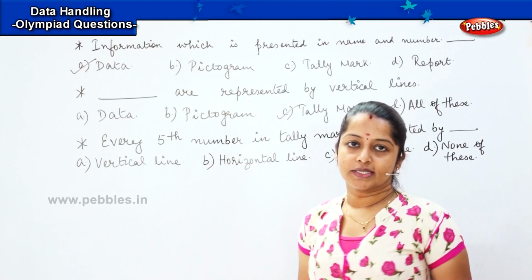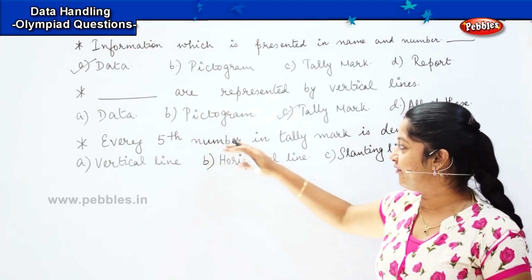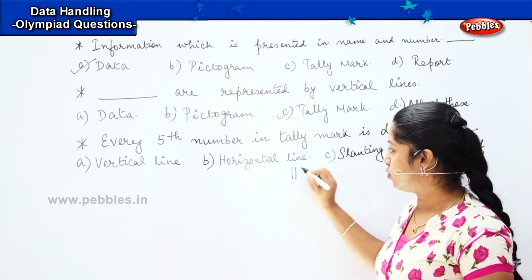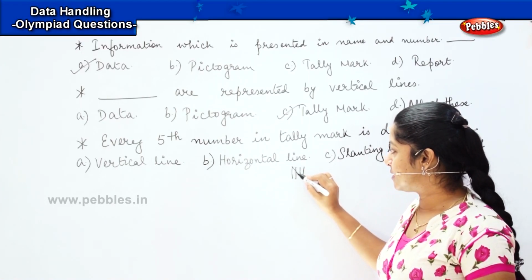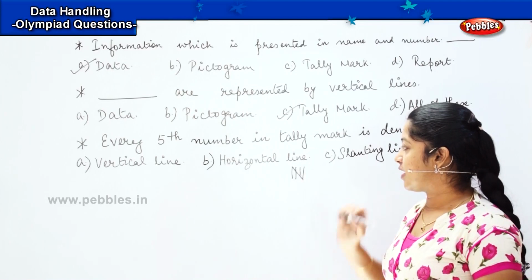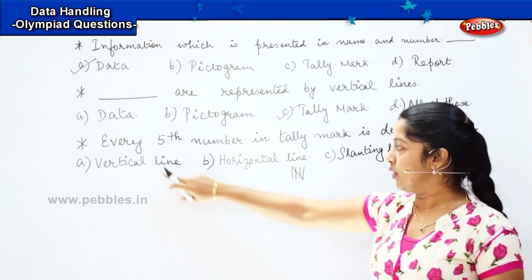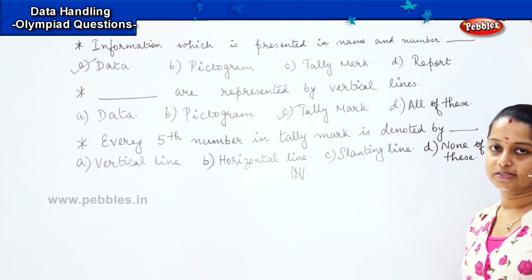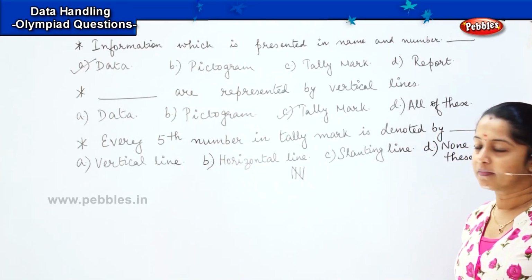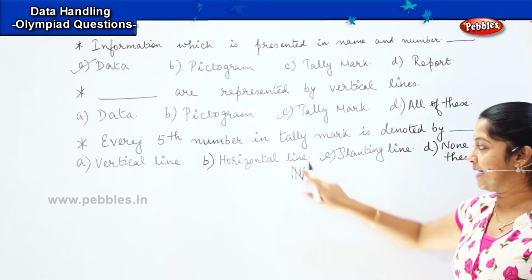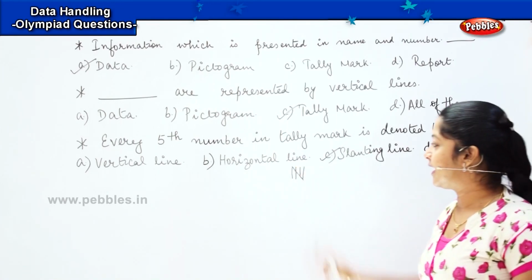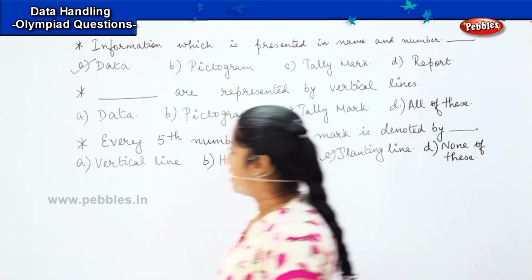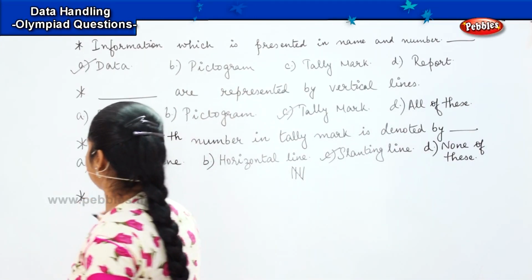Okay, the question being asked is about every fifth number in the tally mark. So if you remember 1, 2, 3, 4 and this is the fifth line, right? So every fifth line is denoted by vertical, horizontal, slanting or none of these. So what is the answer? Good, it is slanting line. Every fifth line is represented by a slanting line. Okay. So here is your next question.